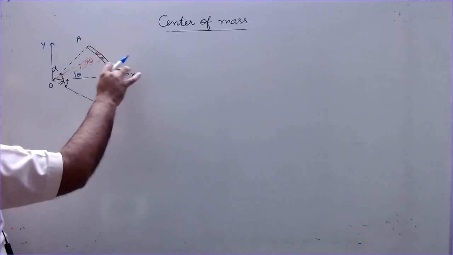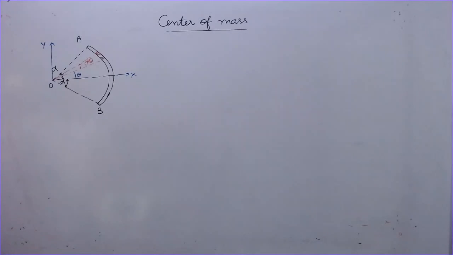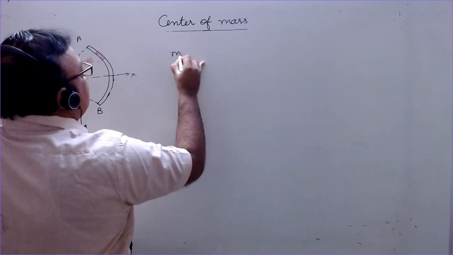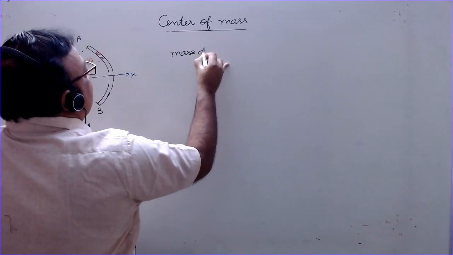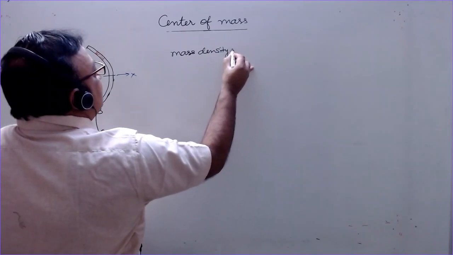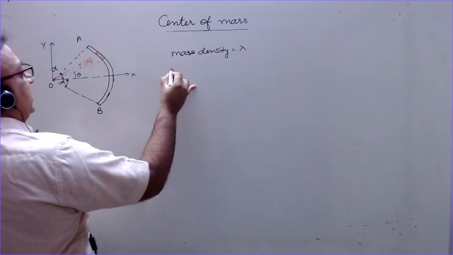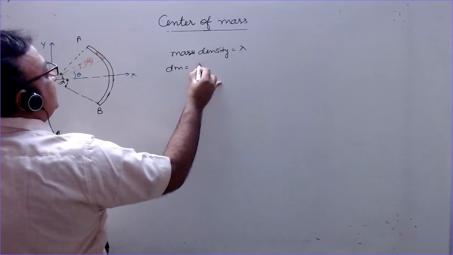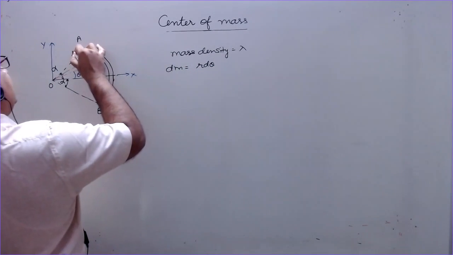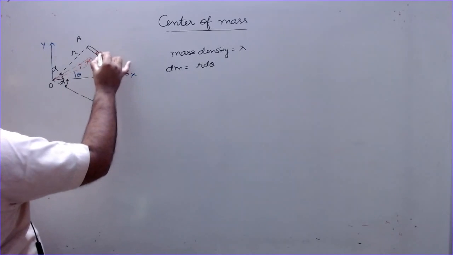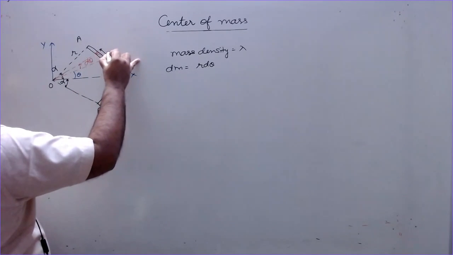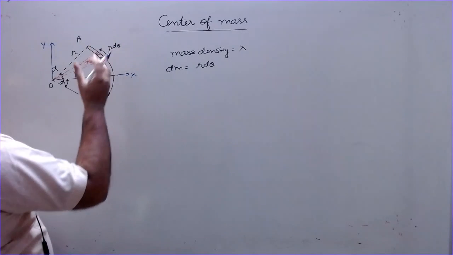It is symmetrical about the x-axis, that means the center of mass will be lying on the x-axis only. Y coordinate will be at the origin. So now we have to find its center of mass, and its mass density is lambda. So dm, the mass of the small element, is lambda r d theta, where r is the radius. The length of this small element is r d theta. You can assume this to be almost linear.